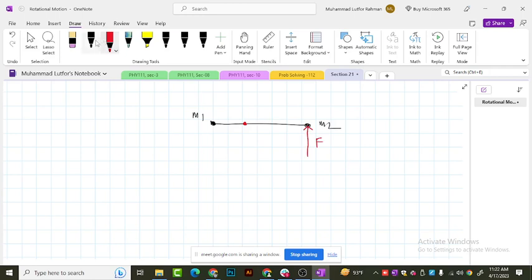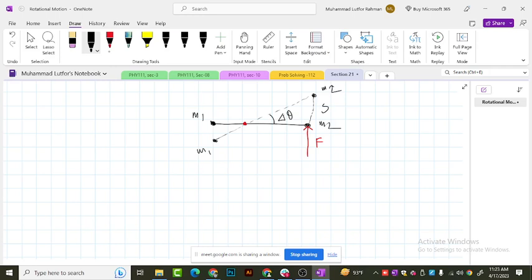Due to that force, the system changes its orientation. Let's say at a certain time its position looks like that. So this is M1 and this is M2. It means it has created some angular displacement at the center, right? Let's say this is delta theta, and it also travels some linear displacement. Let's say this is S, the linear displacement, or I can say this is the arc of this circular track.